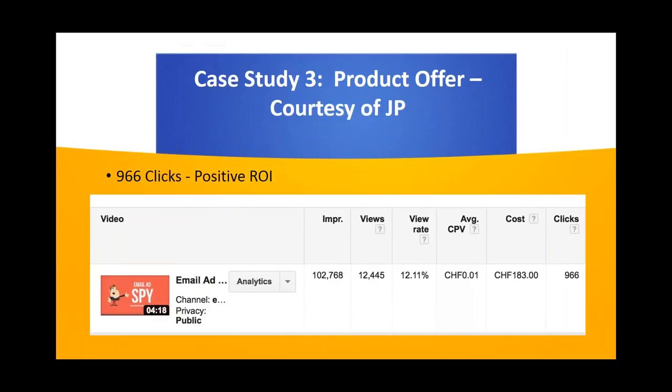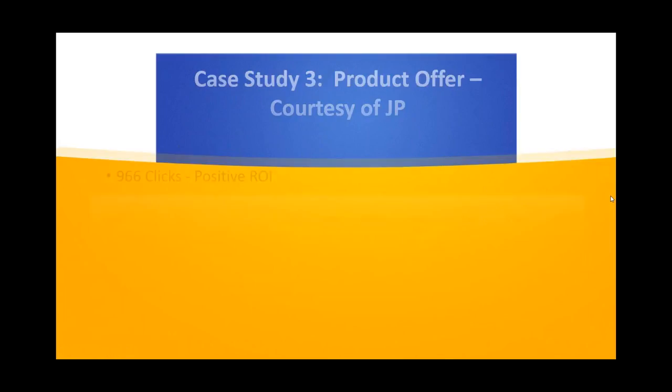So now we have case study 3, and we have product offers. We have 966 clicks. It was positive ROI. I talked to JP, and he said he ran this for his own product. It was an email ad spy software, and he got about 12,445 views. We got a 12% view rate, and of course 966 clicks. And the cost was not even close to the clicks. You're still getting about 10 to 15 cents per click.